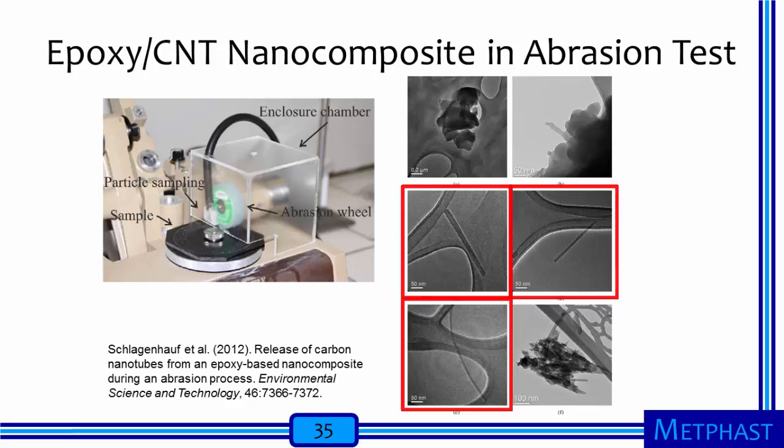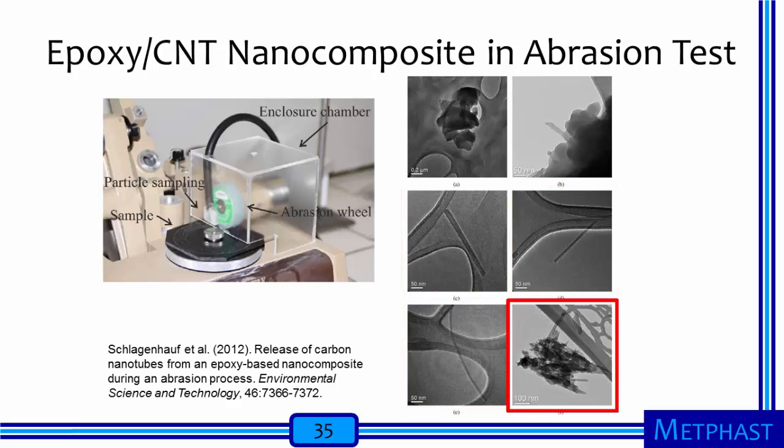freestanding individual nanotubes, and agglomerated particles that appeared to be laying on top of freestanding individual nanotubes. The research studies conducted by Huang and co-authors and Schlagenhoff and co-authors clearly indicate that sanding and abrading a nanocomposite with carbon nanotubes as the filler poses a risk of worker exposure to free individual nanotubes.